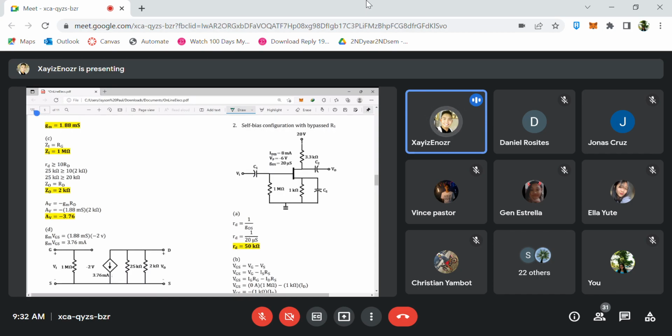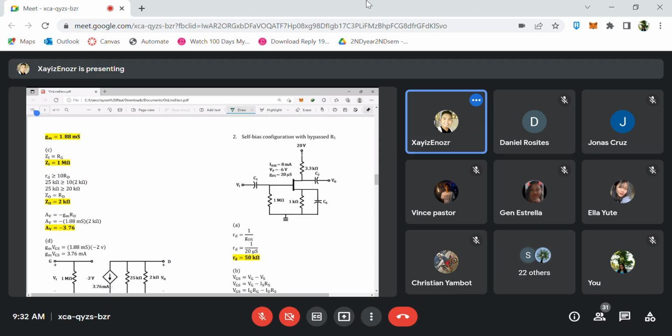Pag pinarallel ba natin si 25 kilo ohms parallel with 2 kilo ohms, ano yung magiging resulta? Tingnan nyo nga. Kung almost equal siya kay 2 kilo ohms din. So tingnan natin yung exact value nito. So paki-compute nga. So i-prove nga natin yung theorem sa parallel resistance na kung sobrang laki nito ng isang resistance, yung equivalent resistance will be almost equal sa mas maliit na resistance. Tingnan nyo, ano yung magiging value nito. Pa-compute nga.